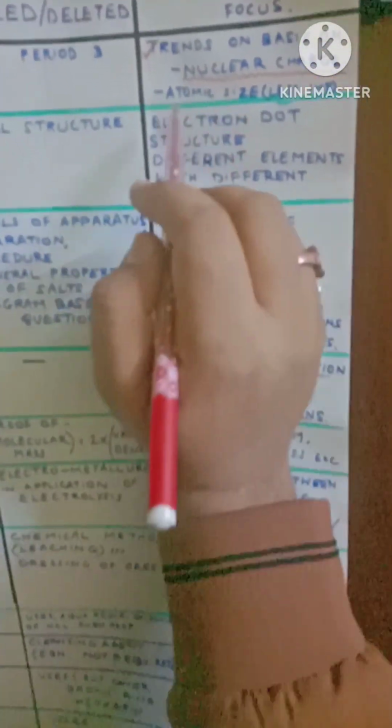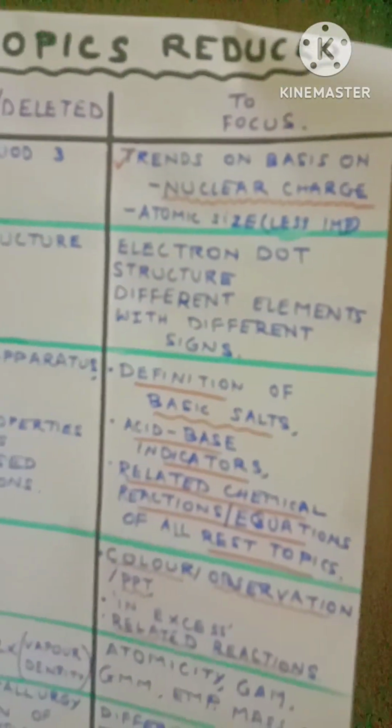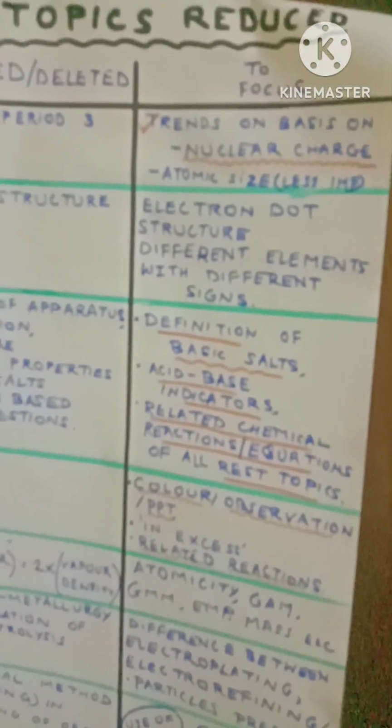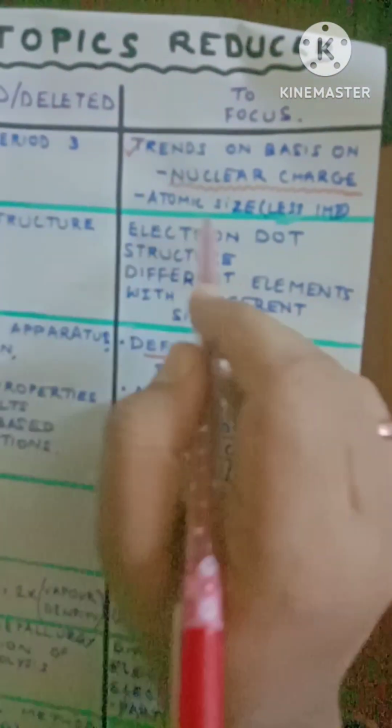Atomic size is less important. That doesn't mean that you will not go through it. You will go through it for sure. But the first topic you must go through because you will get a good amount of questions from this part. This is the most important thing where you need to focus.